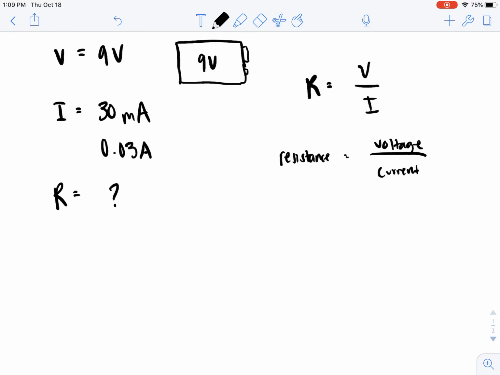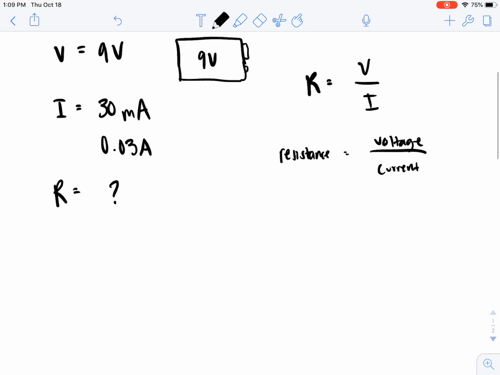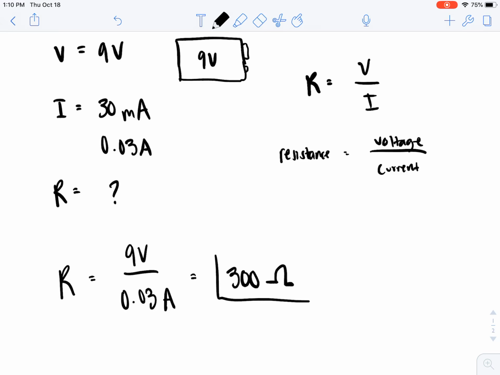So to dive a little bit further on this equation, we can just plug it in. So plug and chug. So we don't know R, R is equal to 9 volts divided by the current, which is 0.03 amps. So you're always going to want to use amps, essentially, because an ohm is just voltage divided by amperes, or volts divided by amps. And when you plug this into the calculator, what you're going to get is that the resistance is equal to 300 ohms. And that's it.